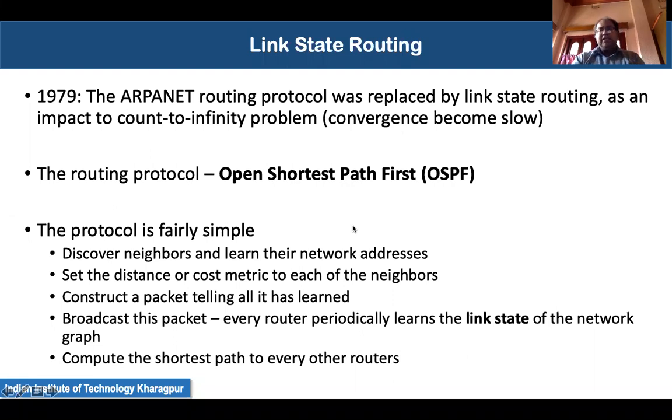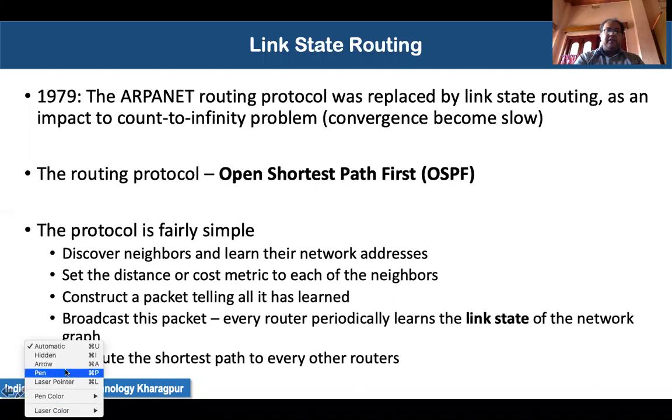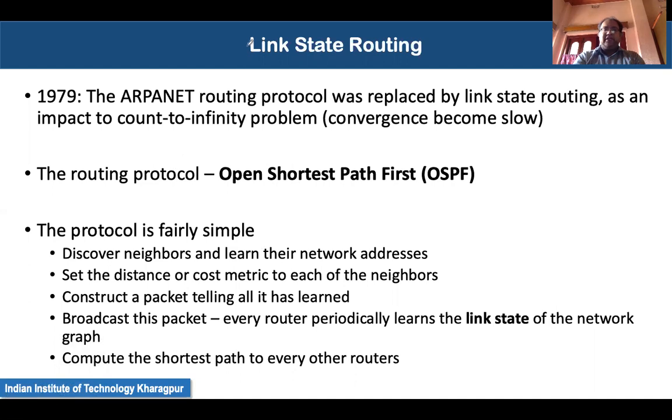Now, in link state routing, the basic idea is that you do not share partially computed information, which is what we do in distance vector routing. Rather than sharing the partially computed information, you share the link state information. From there, the name link state routing came. So what is the link state information? The protocol, as I was mentioning, is very simple.